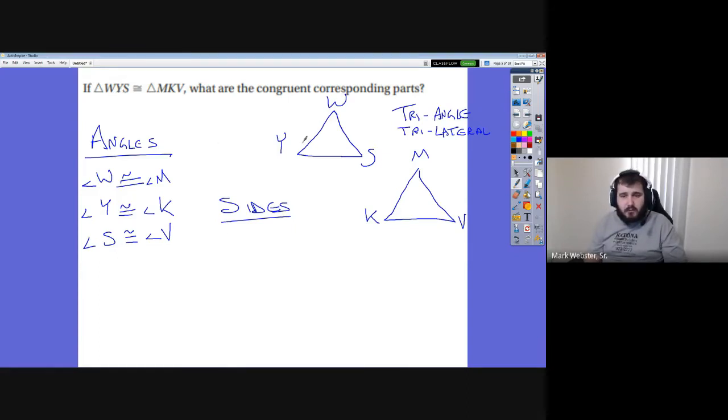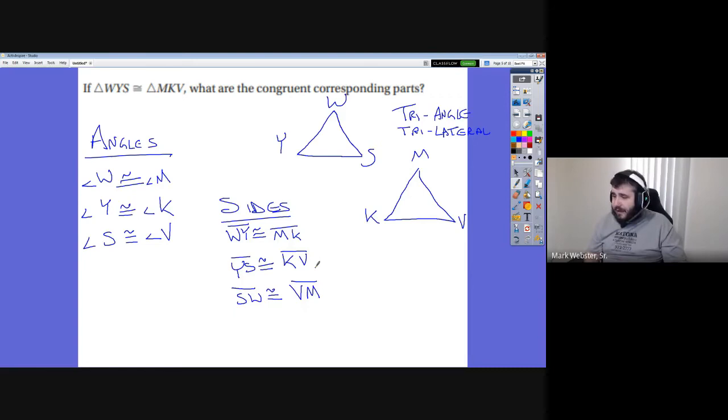WY is our first side. Side WY. YS is our second side. And SW is our third side. And once again, if we look over here, WY, letter 1, letter 2. Letter 1, letter 2 is MK. YS, second, third letter. Second, third letter is KV. And then SW, third letter, first letter. Third letter, first letter here is VM.